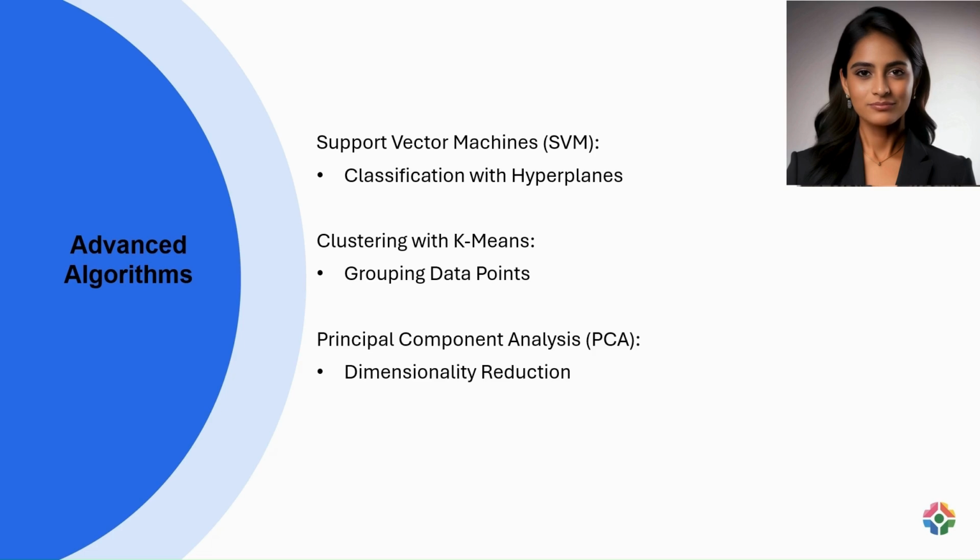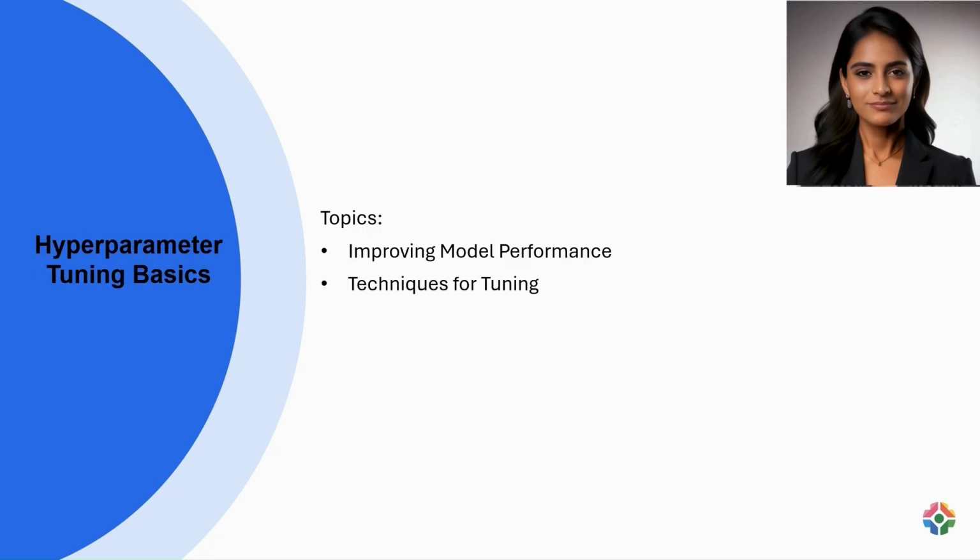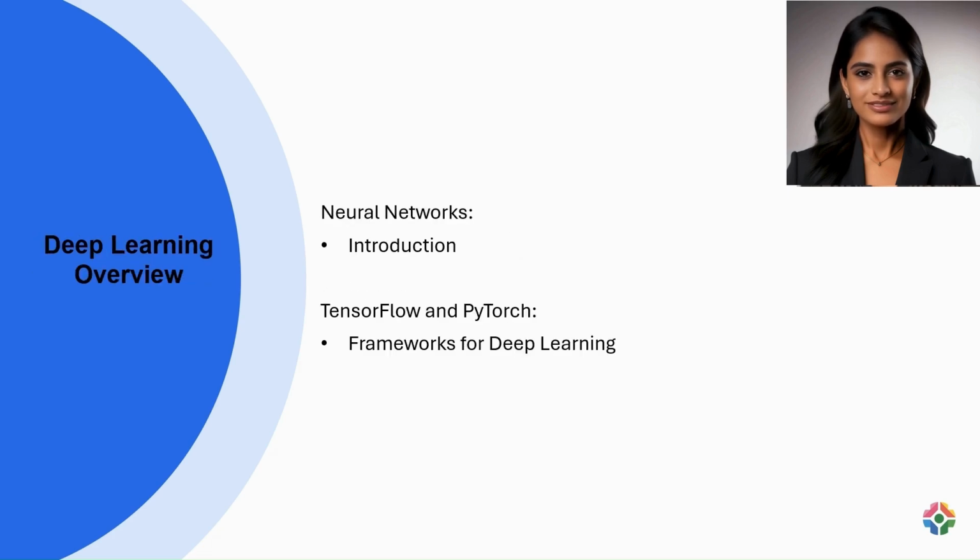We'll cover principal component analysis, PCA, for dimensionality reduction. You'll learn about scikit-learn, a key ML library, and cross-validation techniques for model validation. Hyperparameter tuning basics will improve model performance. We'll introduce neural networks, TensorFlow, and PyTorch for deep learning.